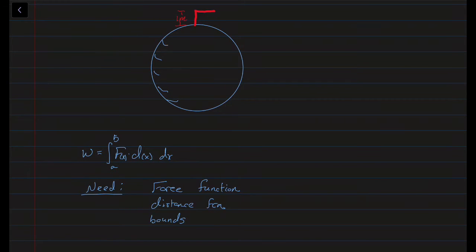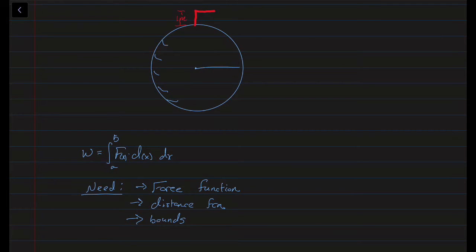So let's start by looking at the tank itself. I've drawn a sphere and I've drawn the pipe. And we know that work is equal to the integral from A to B of some force function times some distance function dx. So we need our force function, our distance function, and we're going to need to figure out what our bounds are. We're going to need those A and B.